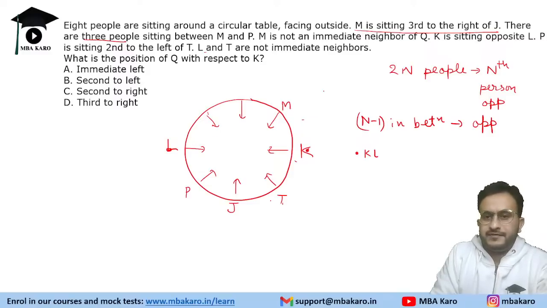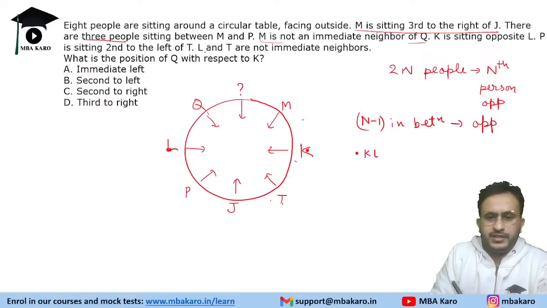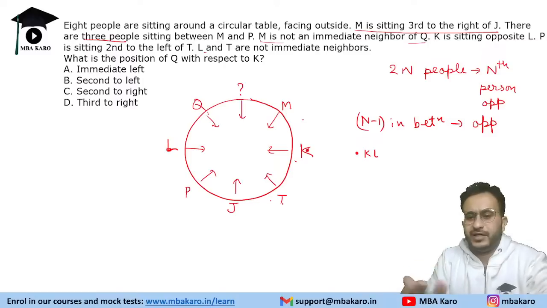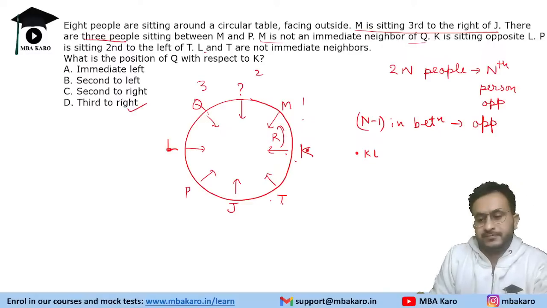And what else is left? M is not an immediate neighbor of Q, so this is Q, right? This will be some person unknown, not to worry about it, right? Some people say the question was wrong, there is no person's name. It does not matter, right? It is not asking about this person. So the question is, what is the position of Q with respect to K? So this is K. Then you have first, second, and third person to the right hand side. So third to the right.